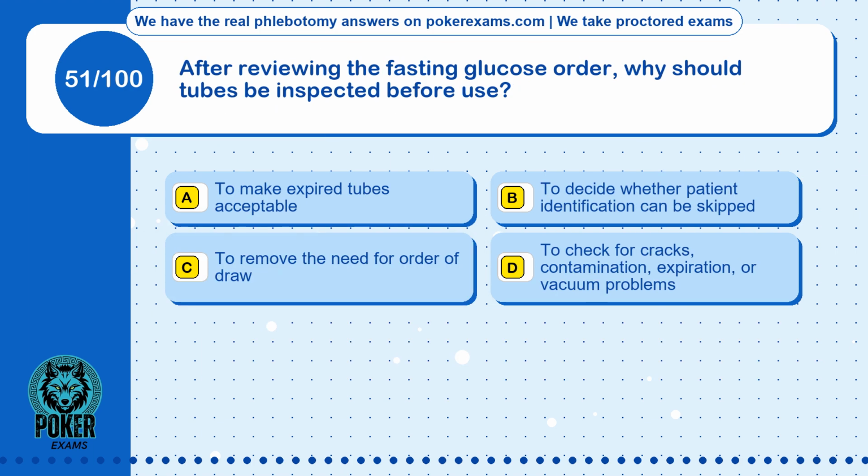Question 51. After reviewing the fasting glucose order, why should tubes be inspected before use? Option A. To make expired tubes acceptable. Option B. To decide whether patient identification can be skipped. Option C. To remove the need for order of draw. Option D. To check for cracks, contamination, expiration, or vacuum problems.